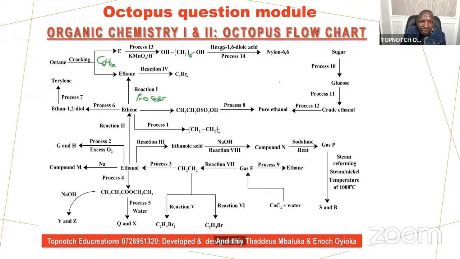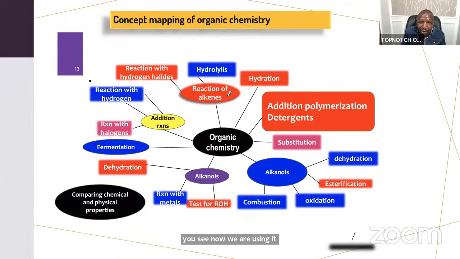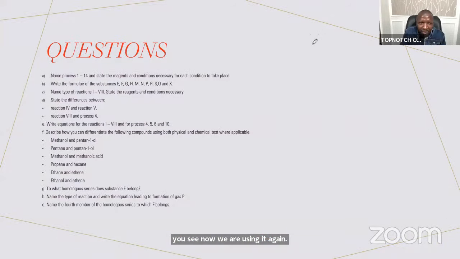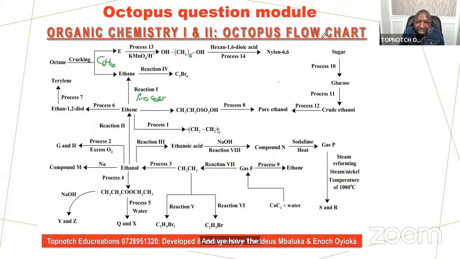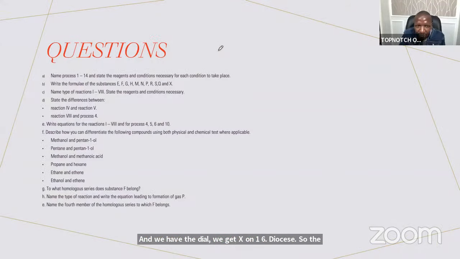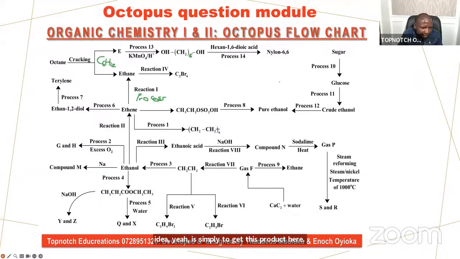So here you see now we are oxidizing it again. When you oxidize the diol again, we get hexane-1,6-dioic acid. So the idea here is simply to get this product. So for the examiner, the only thing that can be tested is here we are having hexane-1,6-dioic acid. So the idea was just to come up with this. This is the only thing you need to focus on. We have hexane-1,6-dioic acid, and we are having process 14, and we're getting nylon 66.